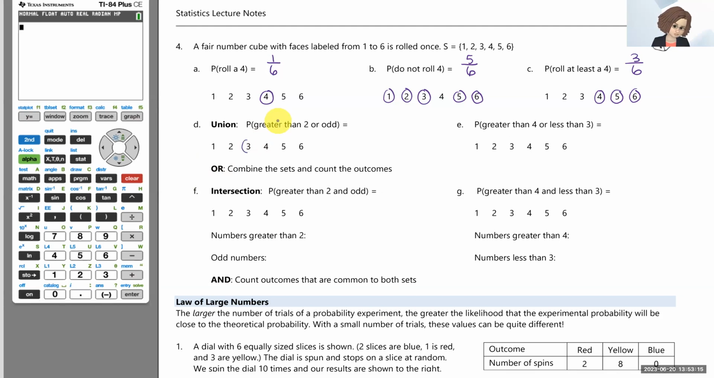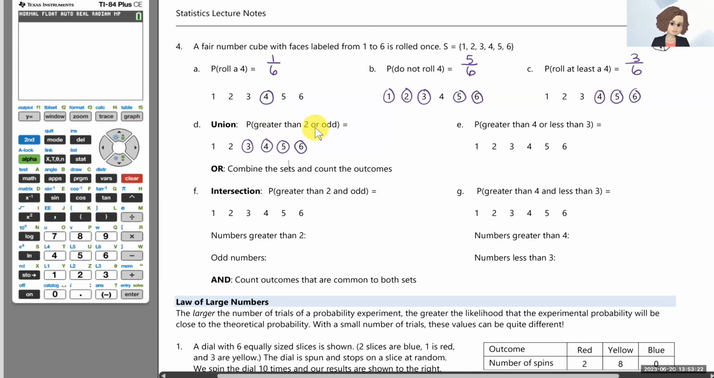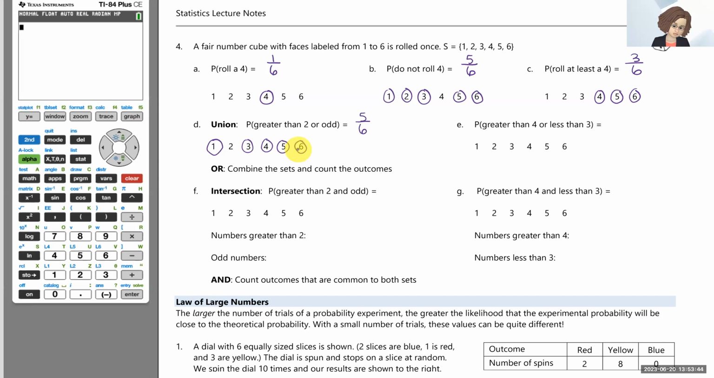I'll circle those. So greater than 2 would be 3, 4, 5, 6, along with any number that's odd needs to be counted as well. So we need to circle the 1, and we've already circled the other odd numbers here. So all the numbers that are either greater than 2 or odd would be 1, 3, 4, 5, or 6. So 1, 2, 3, 4, 5. So 5 outcomes are either greater than 2 or odd. Some of them happen to be both, but those get counted as well with or.